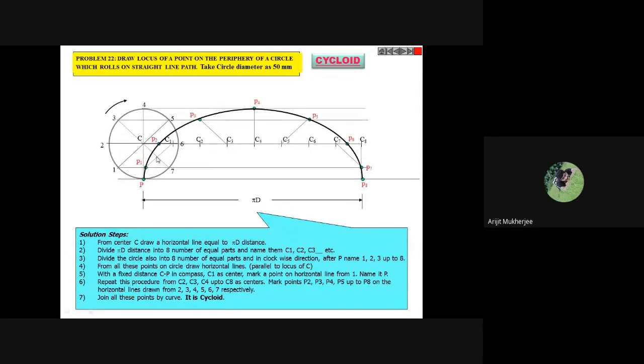Sir, how to calculate the pi d distance? Pi d means d is given in the problem, you just have to calculate pi into d. Here they have not calculated it, you have to calculate it and show how much that length is. Sir, I think we can't draw this kind of picture in our drawing book because it's a large picture. No, whatever size is given in your question, you can draw it in your sketchbook. You can draw easily in your sketchbook.